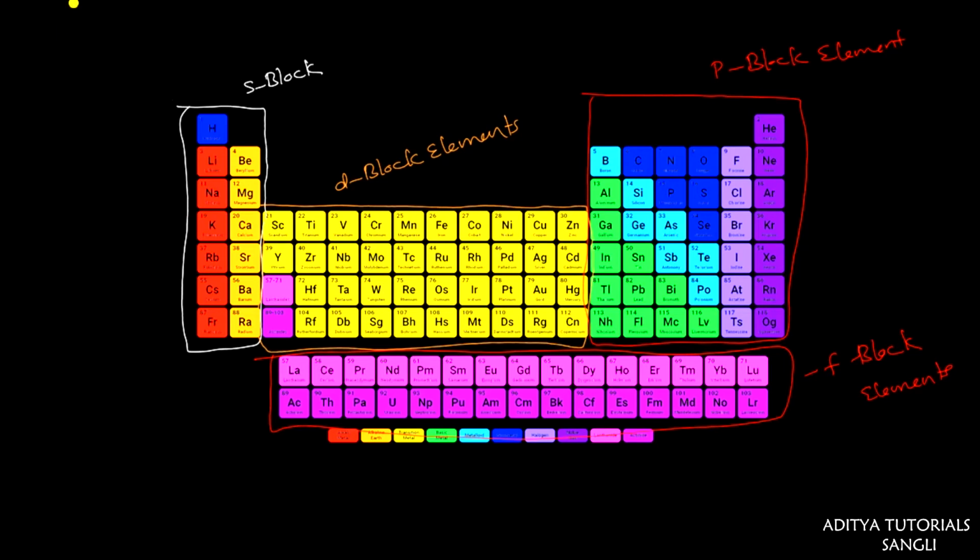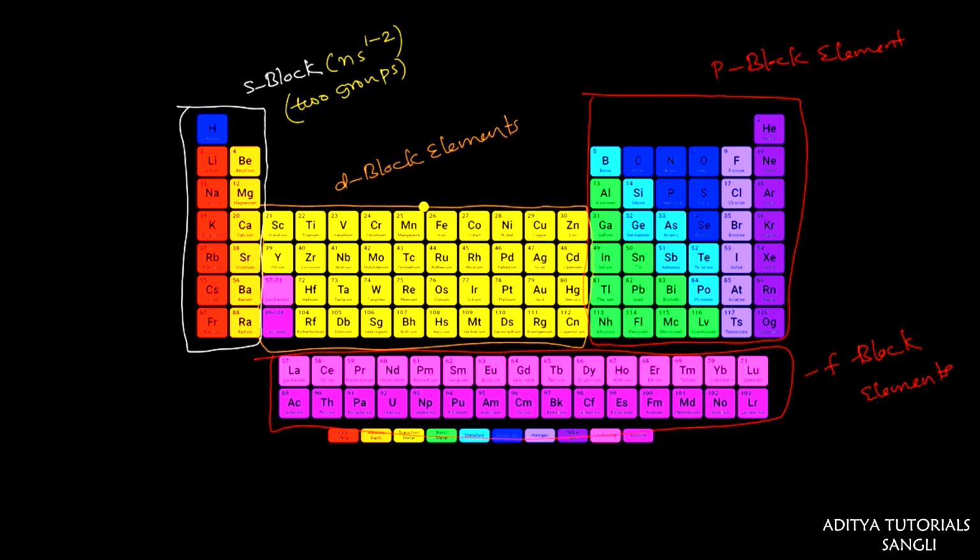Okay, and a few important things we are going to discuss about this. The first point is the electronic configuration of all the elements here. The general electronic configuration for the S block elements can be given as ns1 to 2. There are two electrons in the S orbital, therefore there are two groups, because of two electrons.